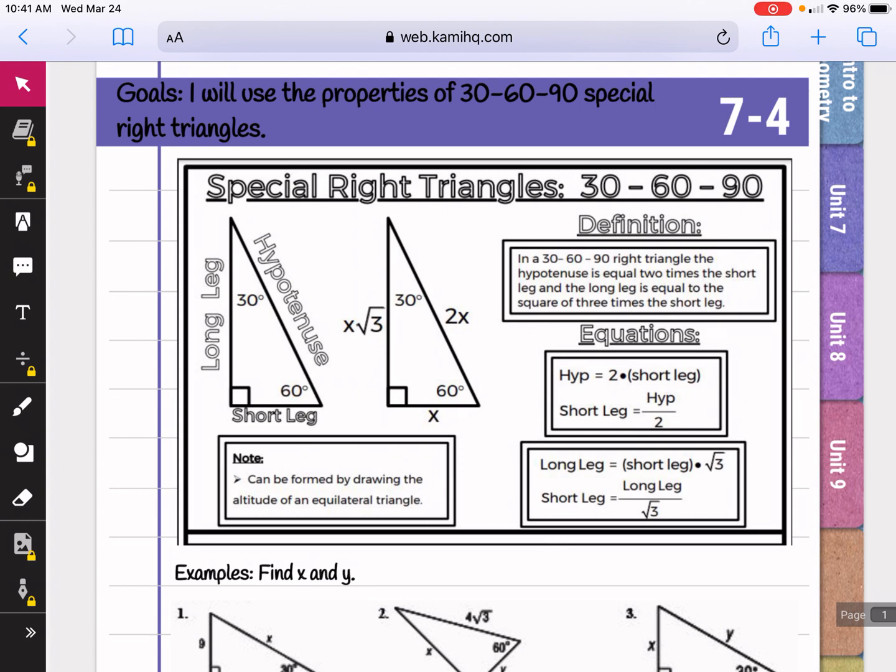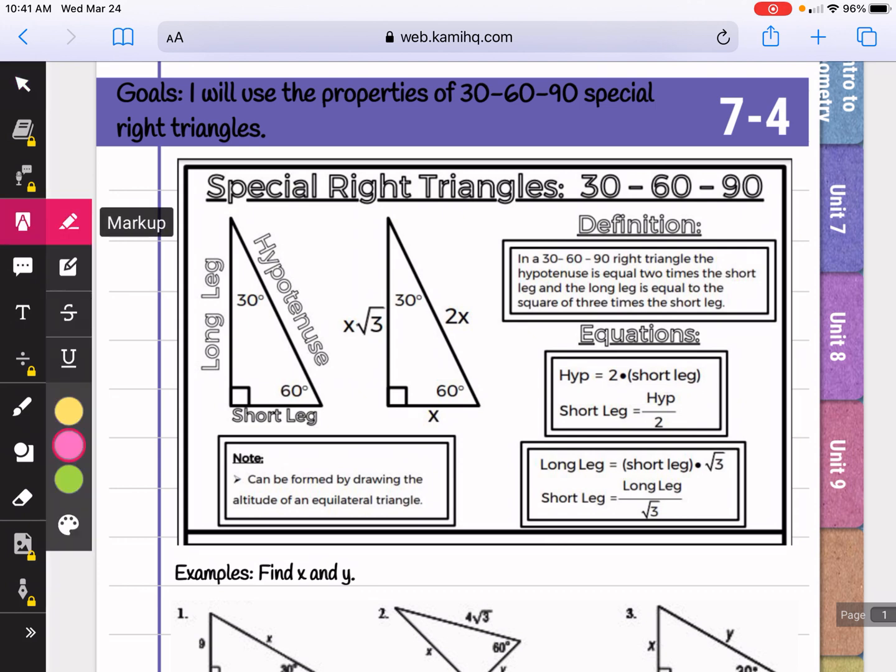There's 4 equations that you need to use when solving for the missing sides here. But all equations, if you look at them, contain the short leg. So the short leg is the most important leg that you need when solving for the other sides because it connects the other two together. If you know the hypotenuse, you can't get the long leg unless you know the short leg. And if you know the long leg, you can't get the hypotenuse unless you know the short leg.